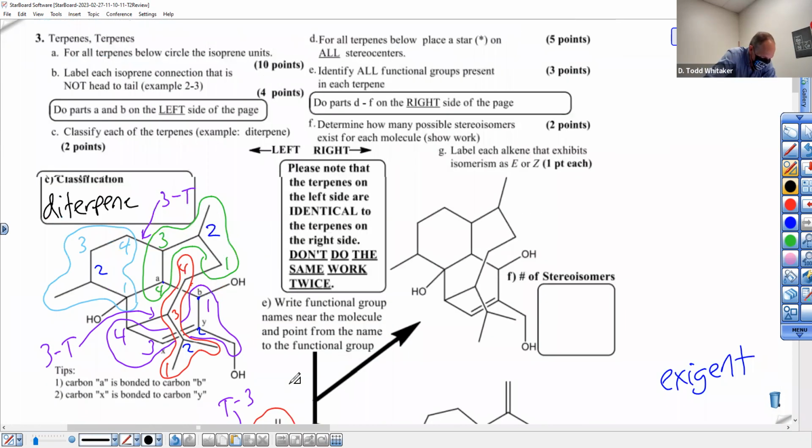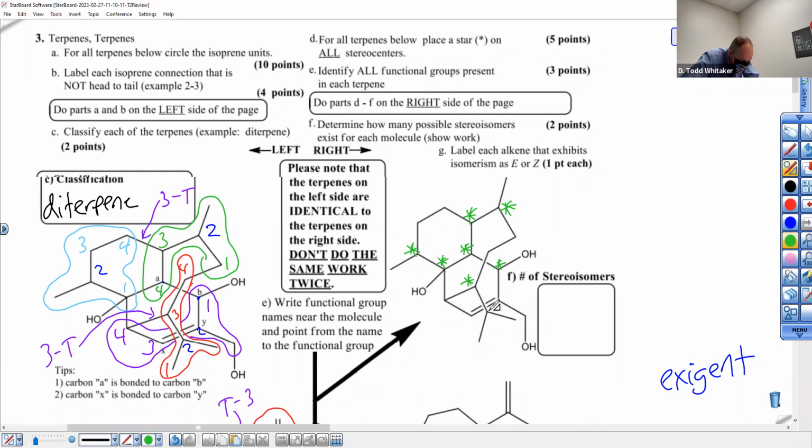And what else you got? Star on stereo center. We got a lot of stereo centers. You do get faster eventually. Oh, I missed one. Tell me where it is. Top, middle.